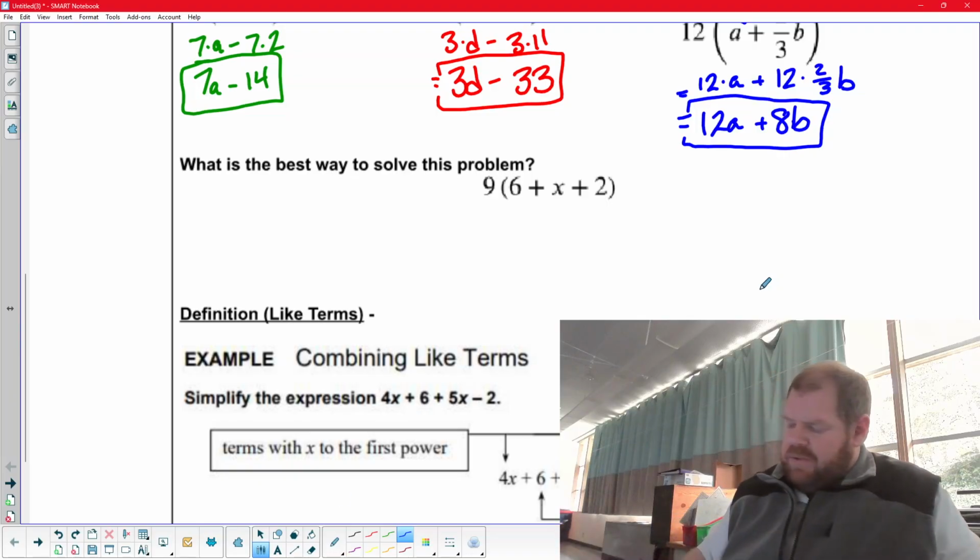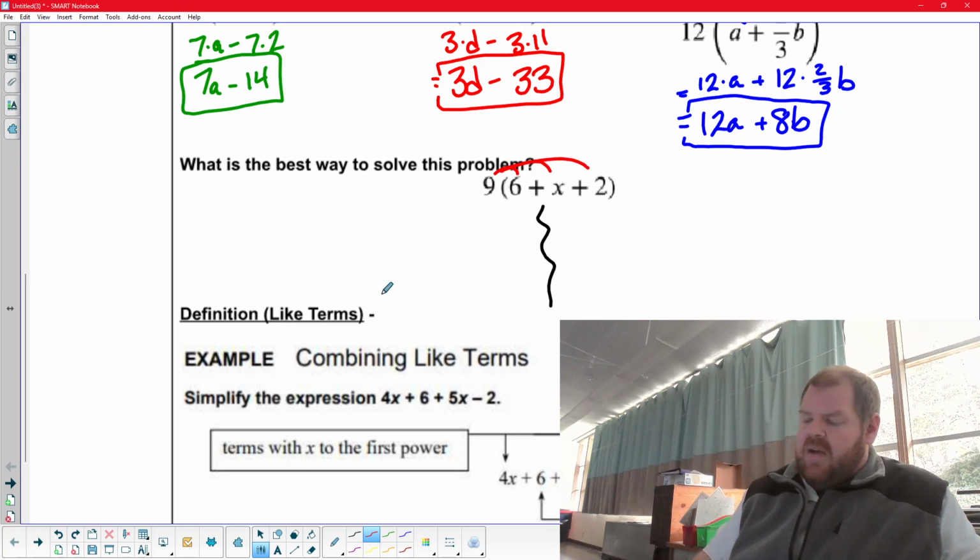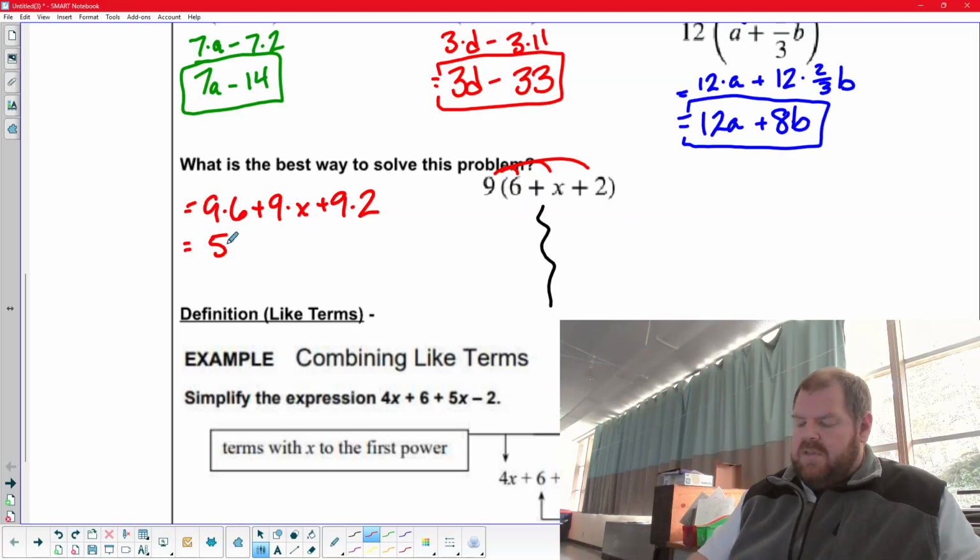And that gives us a couple different ways that we could do this problem. I could go with just thinking about the distributive property, and I'll hand a 9 out to the 6, the x, and the 2. So 9 times 6, they're all pluses, so plus 9 times x, plus 9 times 2. 9 times 6 is 54, 9 times x, and 9 times 2.